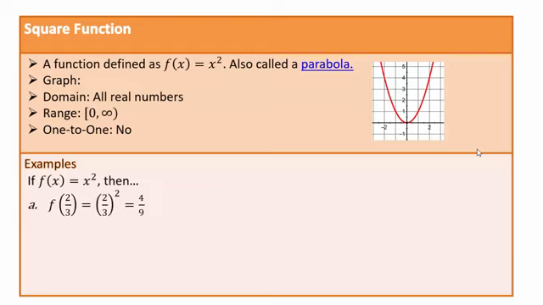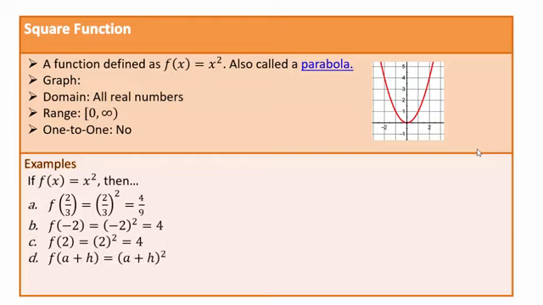All right, let's see what you have then. F of 2/3 is 2/3 squared, or 4/9. F of -2 would be -2 squared, or 4. F of 2 would be 2 squared, or 4. F of a plus h: so instead of x, you're putting a plus h, which will give you a plus h squared.